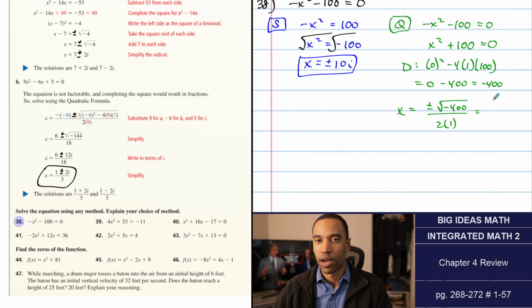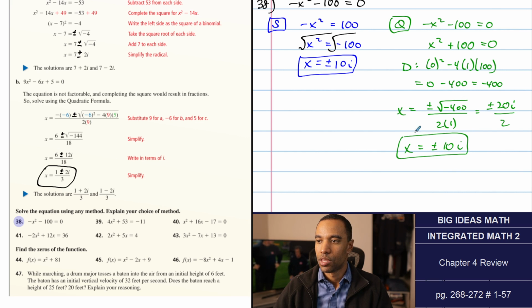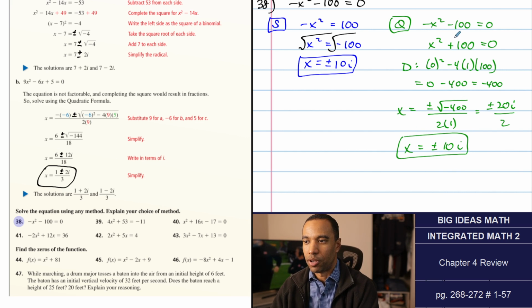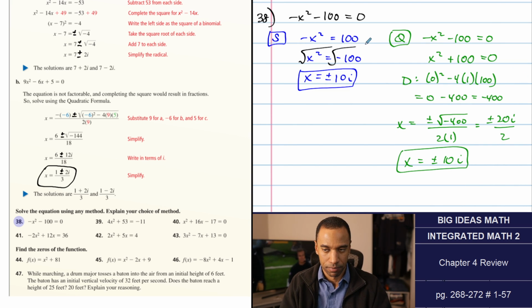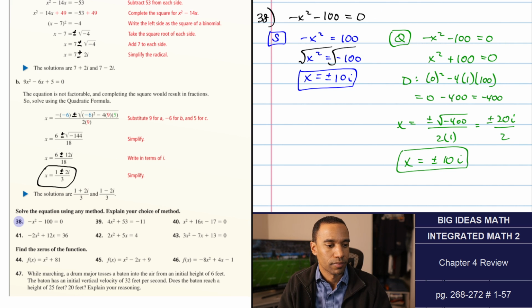Now, square root of 400 is 20, so this will be plus or minus 20i all over 2. So x is plus or minus 10i. So you see how much more work had to be done by solving with the quadratic formula, and that was me keeping it brief. Meanwhile, that's number 38.